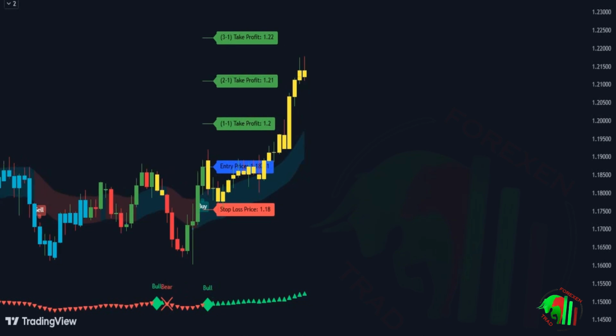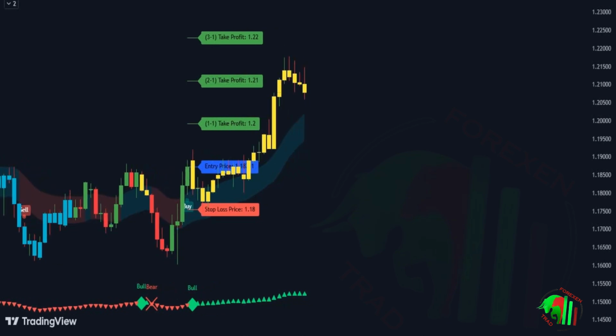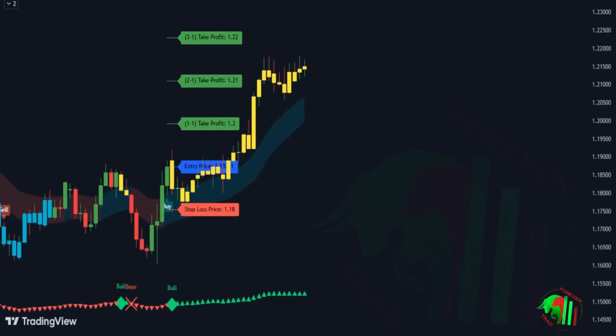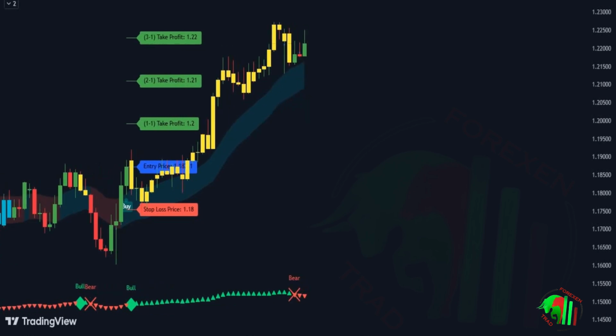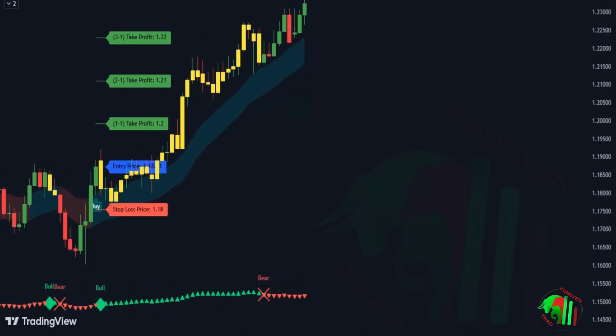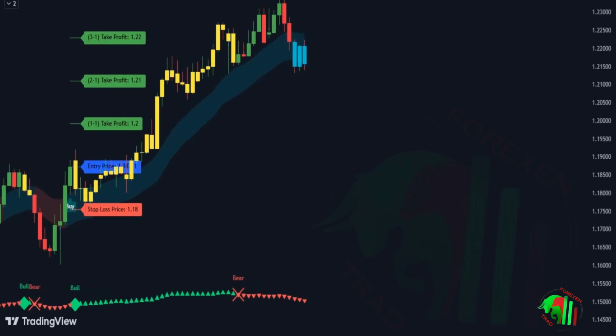The price reached half of the target, and half of the profit was closed. The trade was secured in case the price goes against us, to get as much profit as possible from the trade. The price reached all the targets.